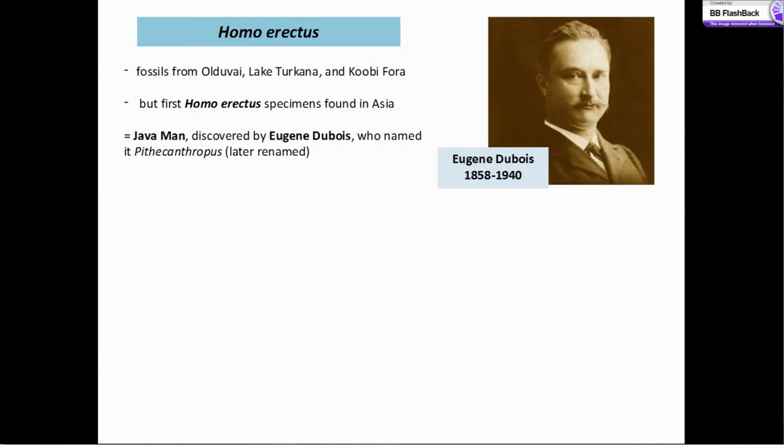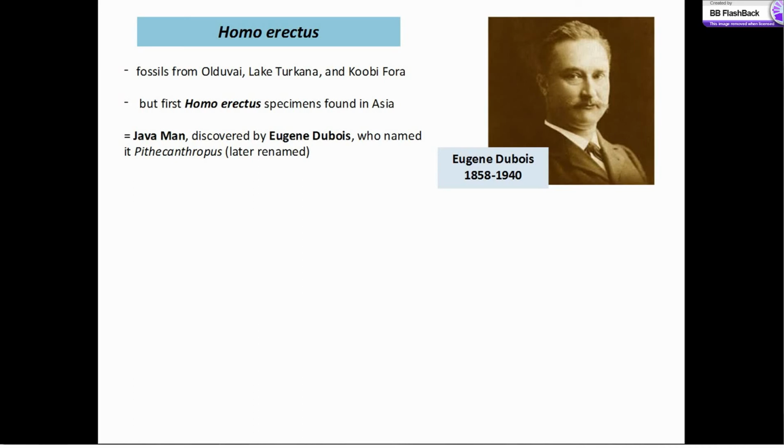So let's talk about Homo erectus finally. We've been talking about these Homo erectus specimens dug up in the 60s by the Leakeys, but really, Homo erectus was first known in Asia, and it was discovered by this fella, Eugene Dubois. He named it Pithecanthropus. He didn't realize that it was a human species. He thought it was a human ancestor, right?